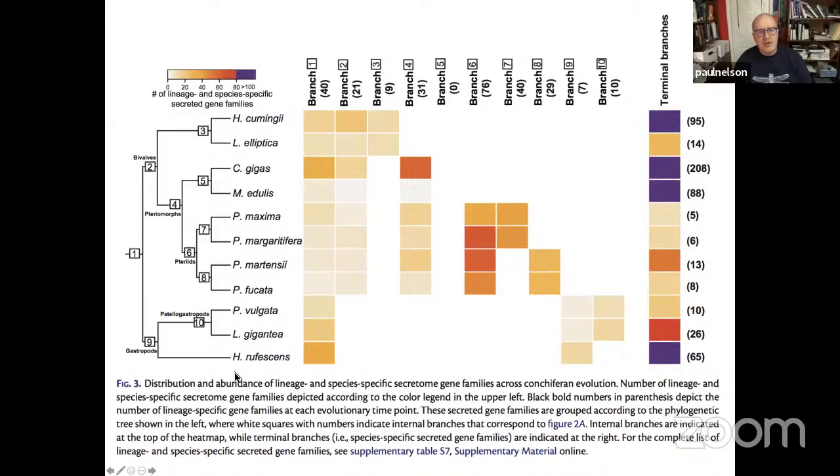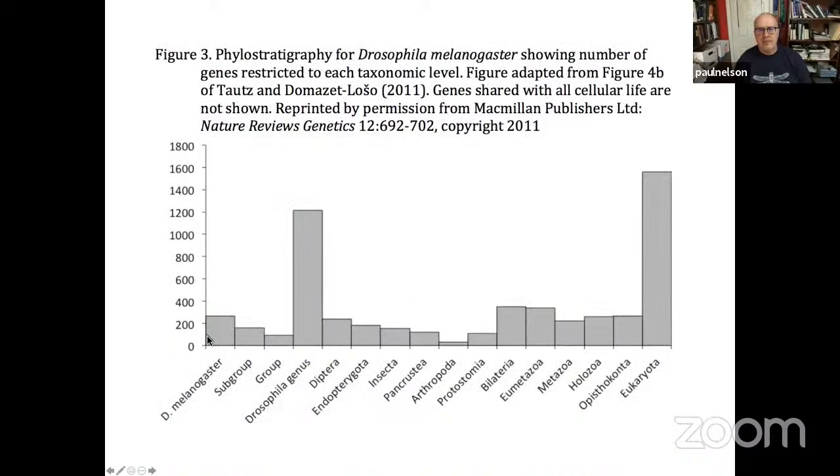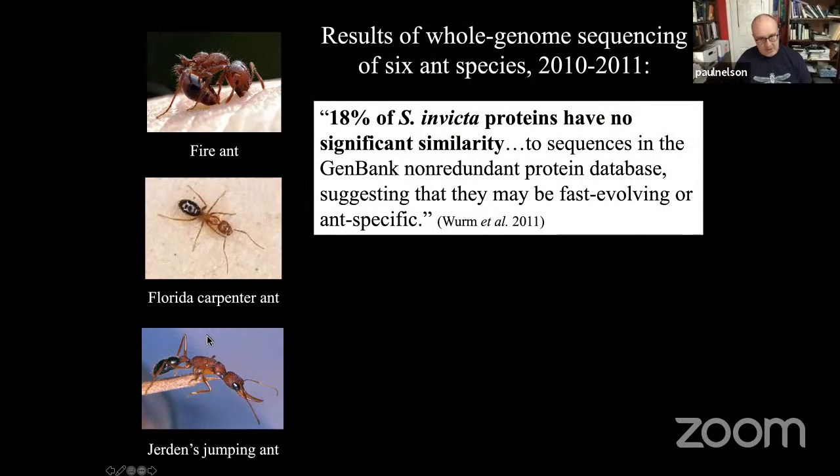If this geometry were true, one would expect the dark colors to be here because they're being inherited from a common ancestor, and colors getting lighter as we move out to the terminal branches. In fact, just the opposite is observed. At the terminal branches where the species are is where the species-specific important secretome proteins are. Exactly the reverse of what one would expect on a hypothesis of common ancestry. I'm going to skip a few slides just to stay on time.